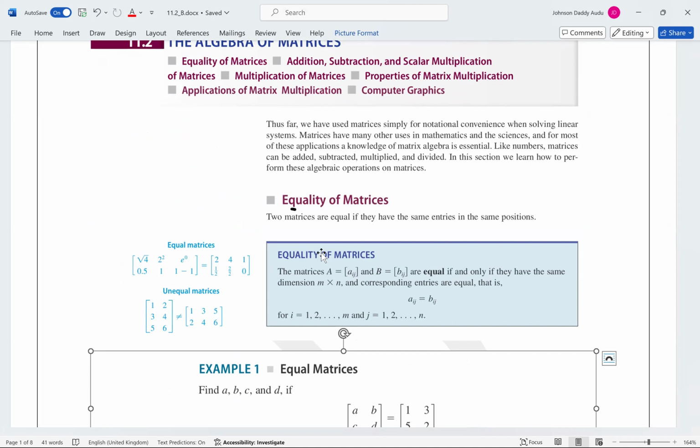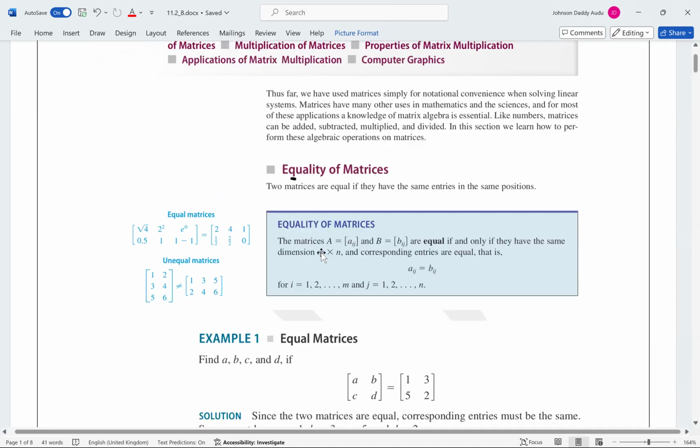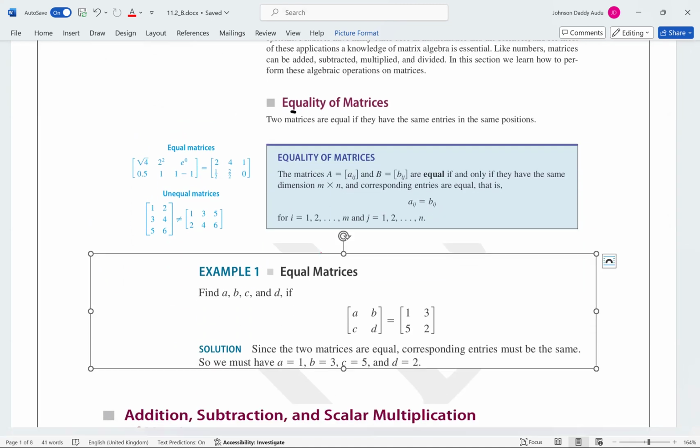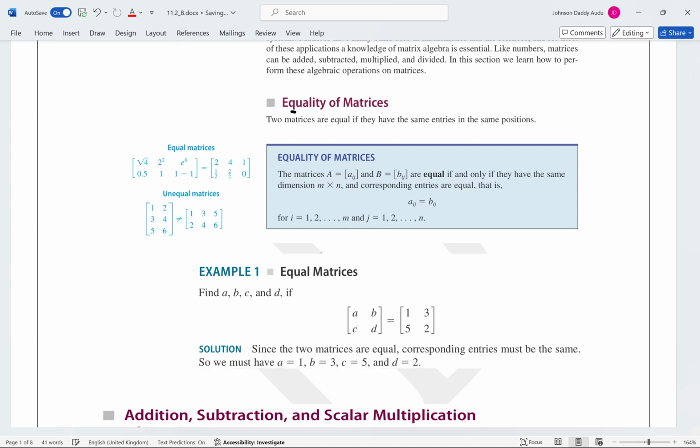So for example, if you look at example 1, we said find a, b, c, and d, if these matrices are the same. Now, you can compare because both of them are 2 by 2 matrices. This is a 2 by 2. This is also a 2 by 2 matrix. So the first condition is satisfied: they have the same dimension. Now, does that make them equal? No. For them to be equal, look at this condition.